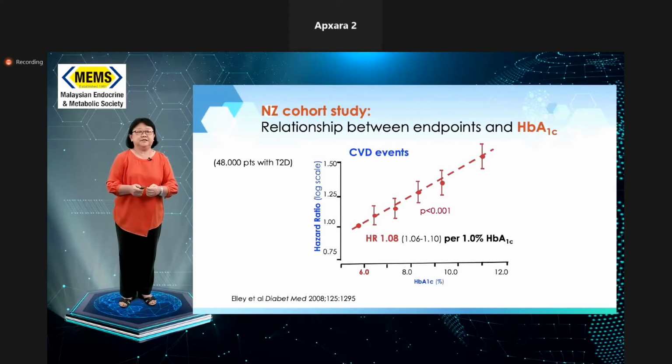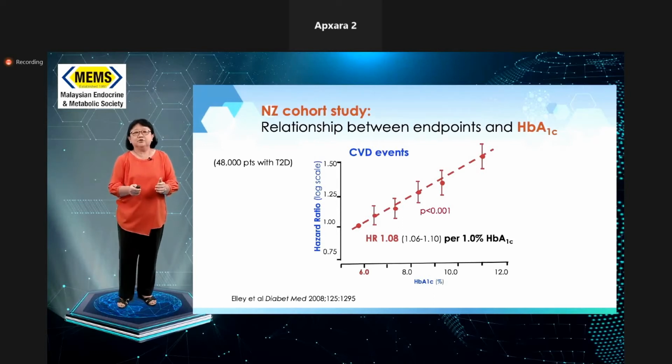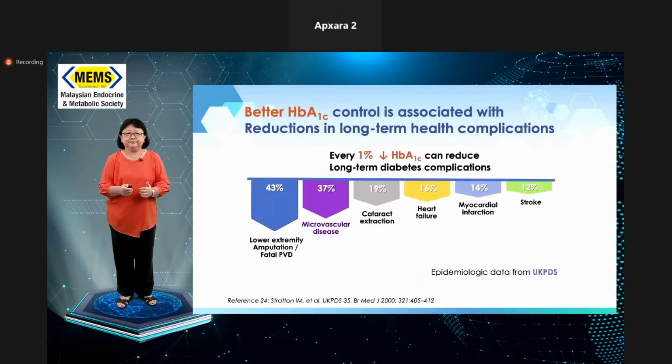Another population base, from New Zealand in this instance, includes a huge number of individuals with type 2 diabetes, 48,000, right? You can see the x-axis going all the way down to 6%, and you can see increasing cardiovascular event rate with increasing A1C.